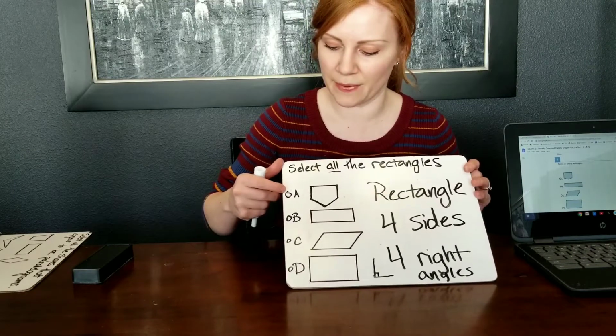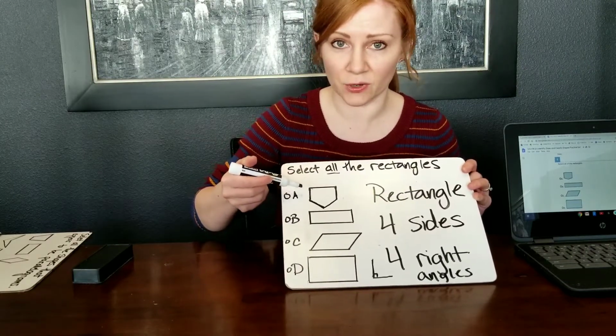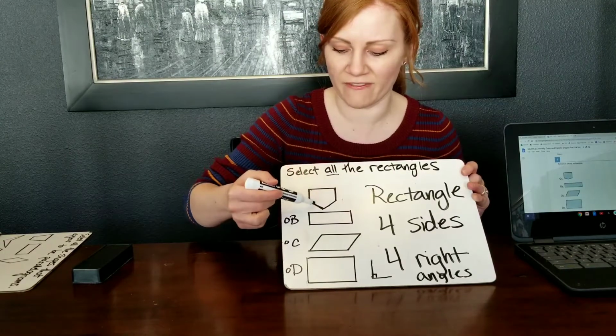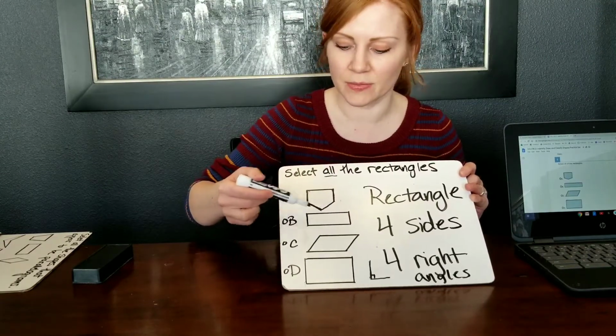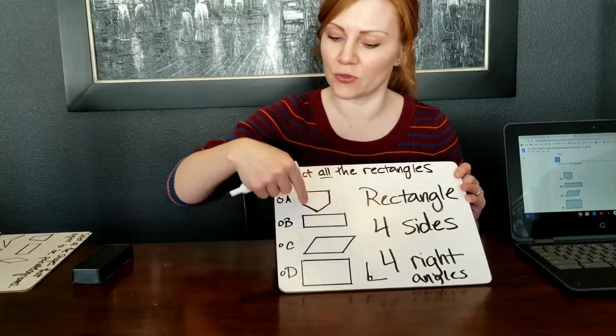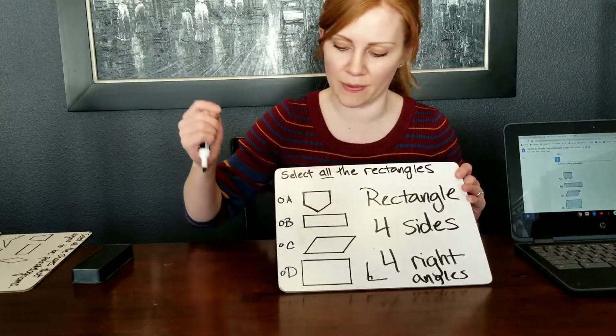So first shape, A. This one I'm going to check for 4 sides first. So I'm counting 1, 2, 3, 4, 5. So it has 5 sides. Because this shape has 5 sides, that's more than 4 sides, so this one can't be correct. So I would not pick A.